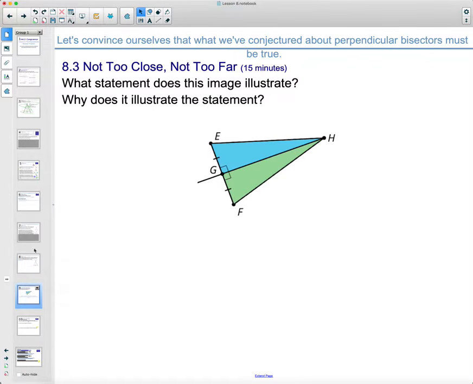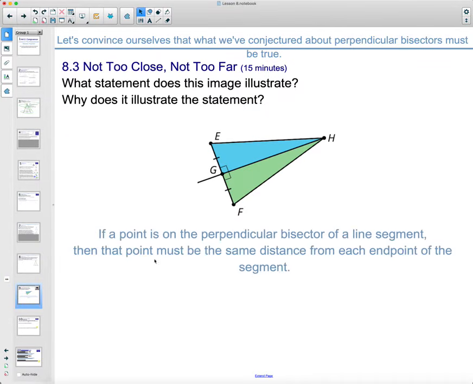Okay, then in 8.3, let's take a look at this diagram. So what statement is this diagram illustrating? What are some words that we could put to this diagram? This one is talking about if a point is on the perpendicular bisector of a line segment, then the point must be the same distance.